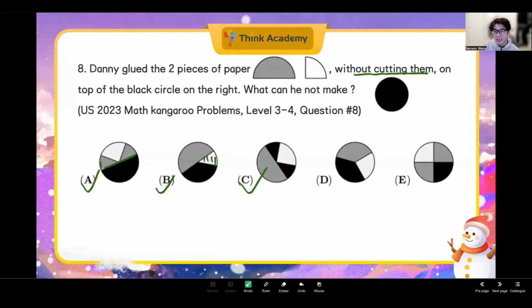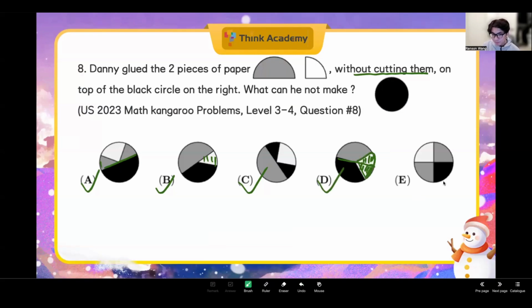For option D, you first put the gray one like this, right? And then you use the white one to cover each of the halves. You use one half to cover the gray one and one half to cover the black one. So this is the white part, and that's how you can show this.